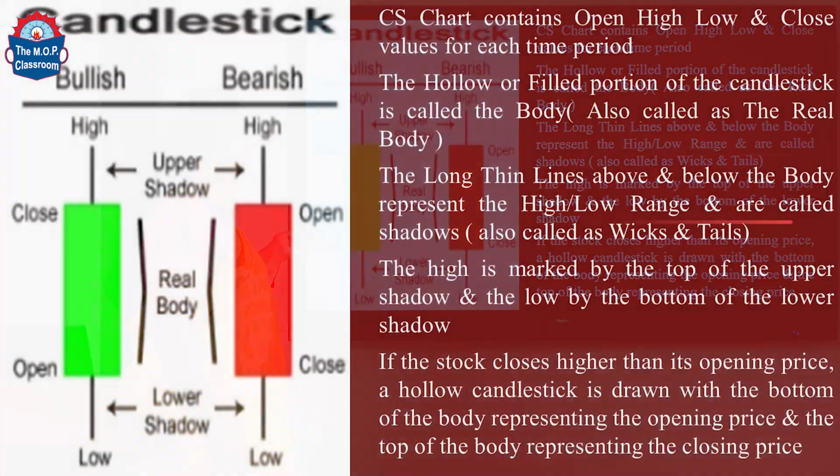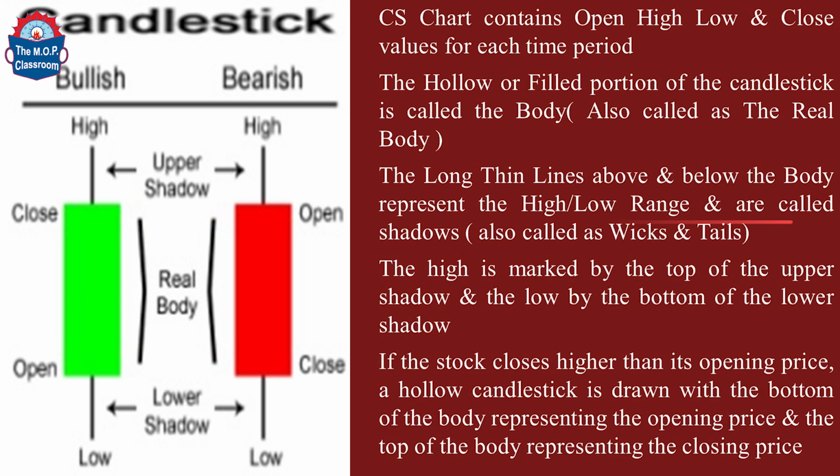It contains two parts. One is the real body: the hollow or filled portion of the candlestick. The long thin lines projecting above and below the real body are called wicks, or shadows. The high is marked by the top of the upper shadow and the low by the bottom of the lower shadow. If the stock closes higher than its opening price, then a hollow candle is drawn, with the bottom of the body representing the open price and the top of the body representing the closing price.